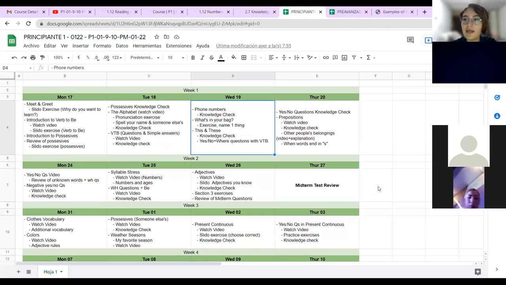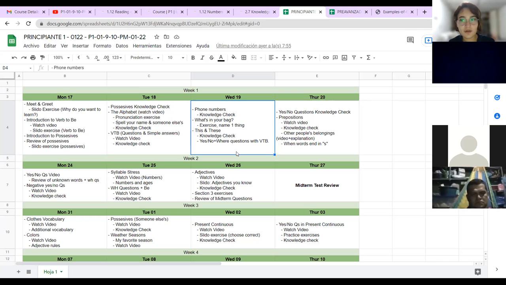Let us start sharing the screen and reviewing the agenda. Comencemos a compartir la pantalla y a revisar la agenda. Today, we are going to be reviewing phone numbers, doing a little knowledge check on it, how to give our phone number to someone else, how to get someone else's phone number, and how to say the phone number. So we'll be doing a review of that. We will review vocabulary on what's in your bag, right? And this, singular and plural.